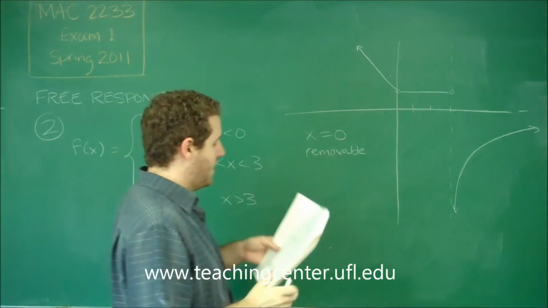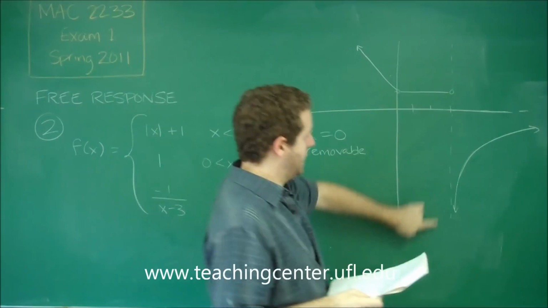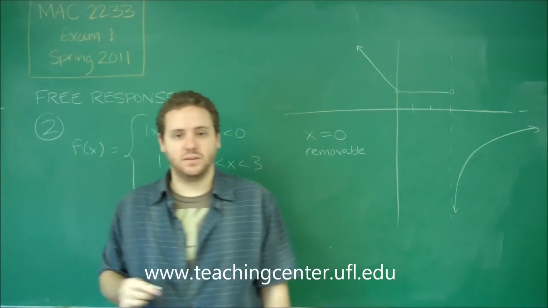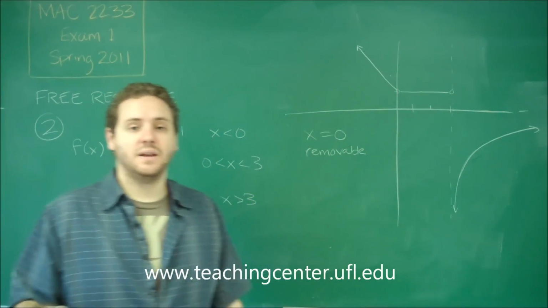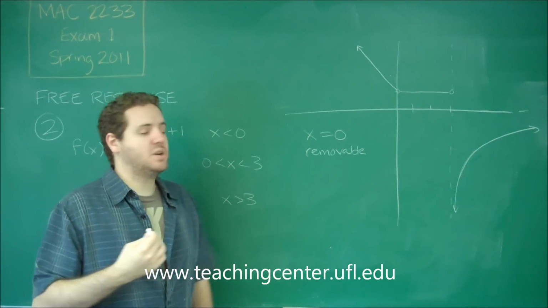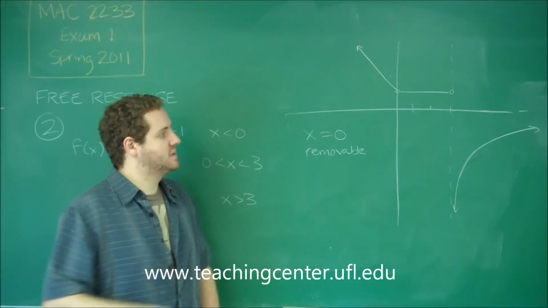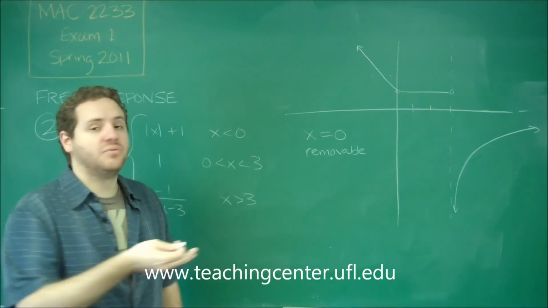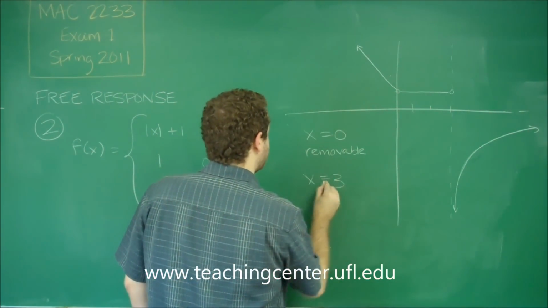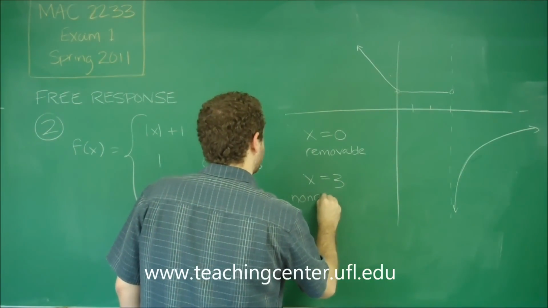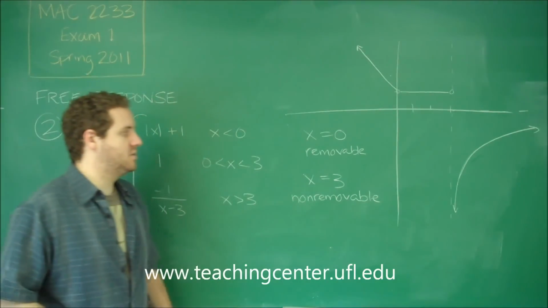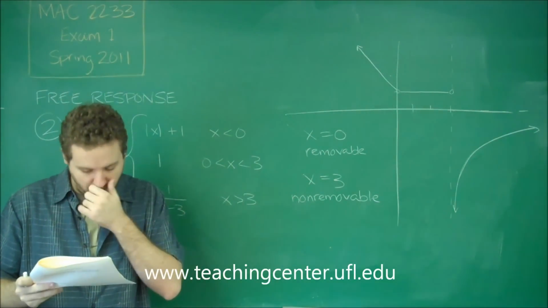We definitely have a non-removable discontinuity at 3. The function is discontinuous because it doesn't connect there. You can think of continuity as if the graph is connected or not. But it's not something we could just fill in to make it continuous. In this case, it's an infinite discontinuity because we have an asymptote down there. So x equals 3 is non-removable. So those are our two discontinuities. One is removable, one is not removable.